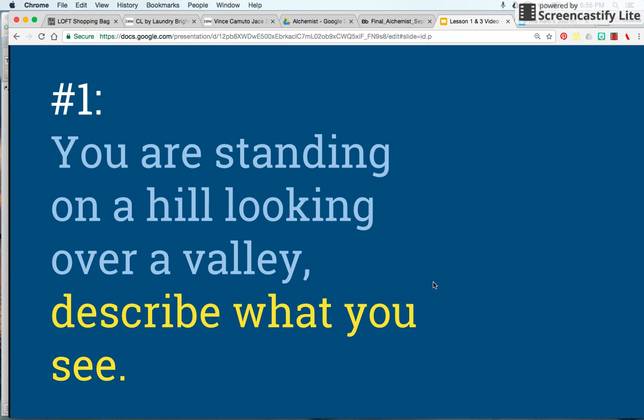So scenario 1 is you're standing on a hill looking over a valley. Describe what you see.